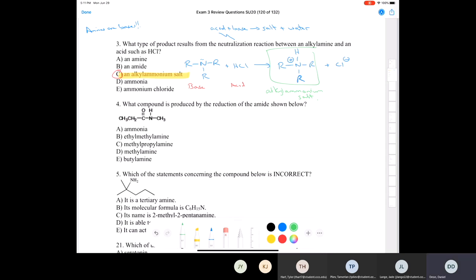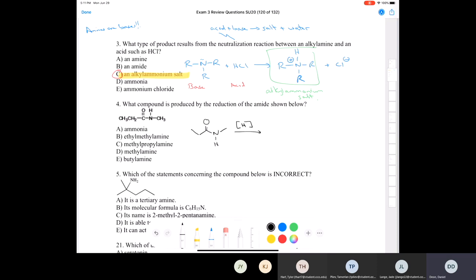So let's see here. It says, what compound is produced by the reduction of the amide shown below? Well, first, let's start by redrawing the amide. I'll draw the bond line structure just to be cheeky here. So we'll put NH. There we go. And if I reduce this, you remember that we take an amide. Oops, not oxidation. We're going to reduce it.